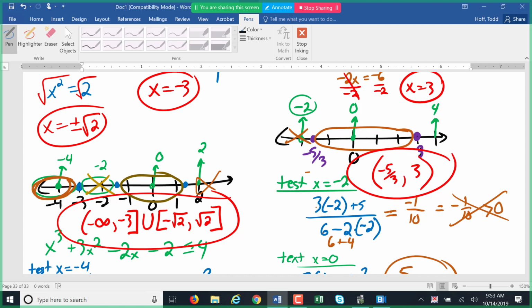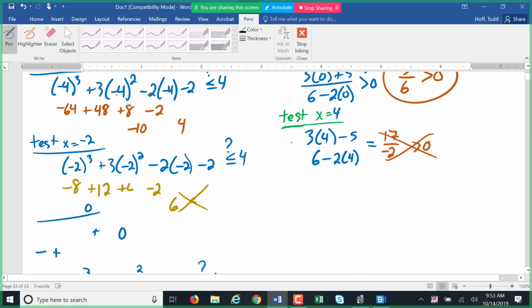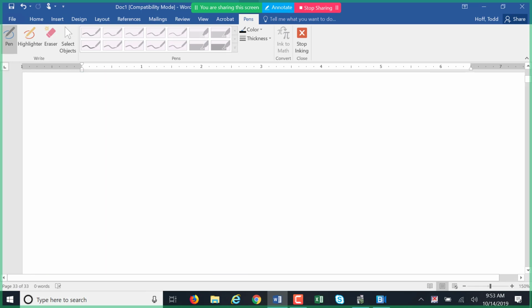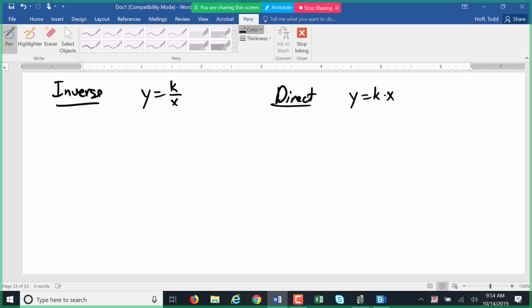Does anybody have any questions off the homework from last Wednesday that they want me to go over? Okay. So the other thing we covered last Wednesday was variation. And with variation, the biggest part is getting the right form of the equation. If it states inverse variation, make sure you have y equals k over x. If it says direct, make sure you use the form y equals k times x.